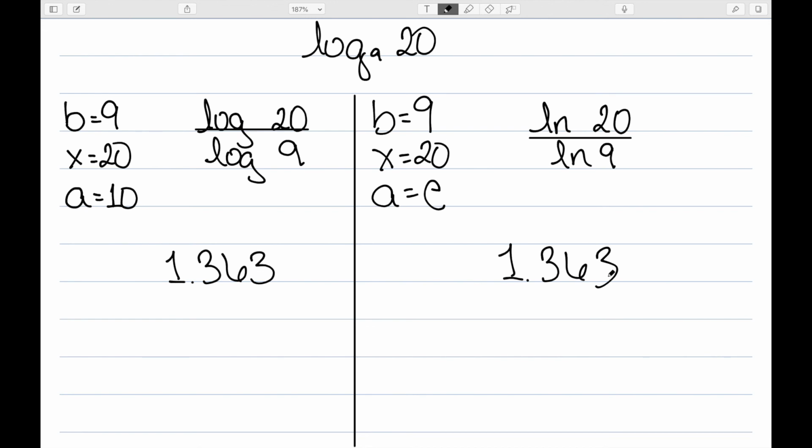And no matter what, you'll always get the same answer, whether you move to base 10 or base e. So which one you move to is really personal preference.